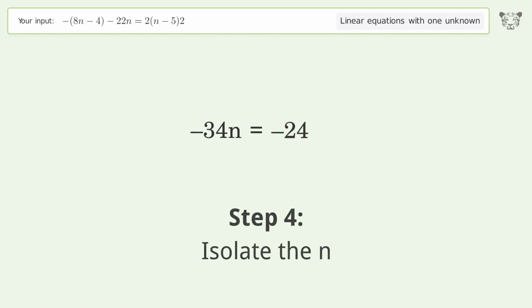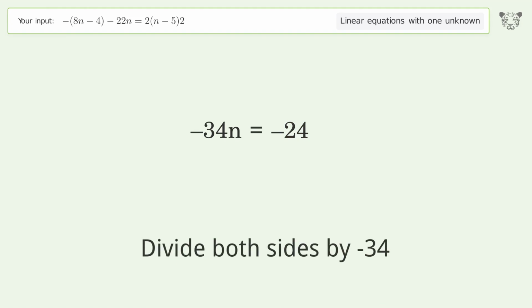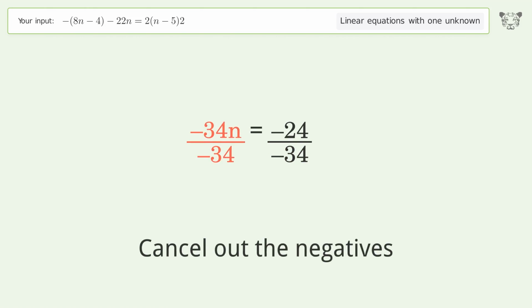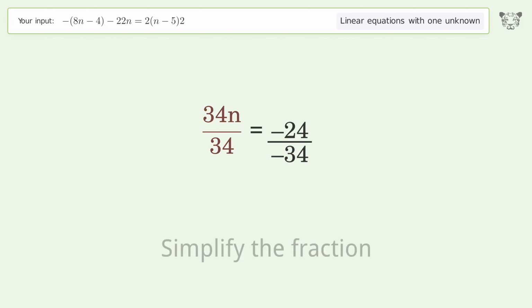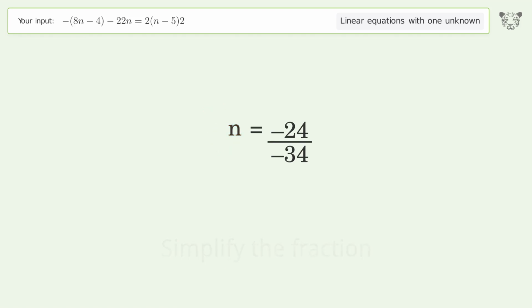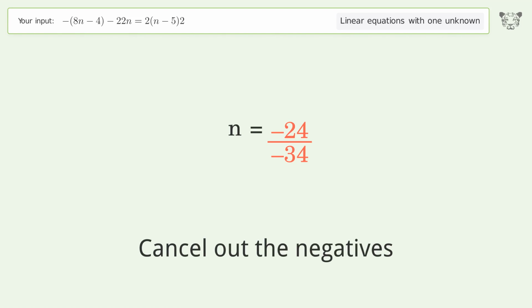Isolate the n. Divide both sides by -34. Cancel out the negatives. Simplify the fraction. Cancel out the negatives.